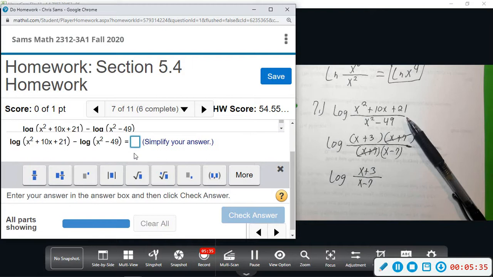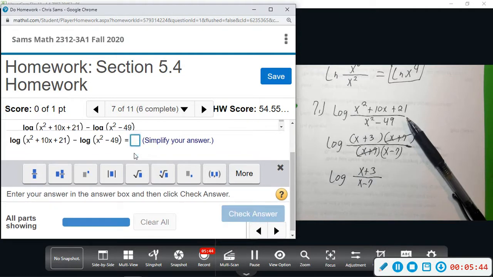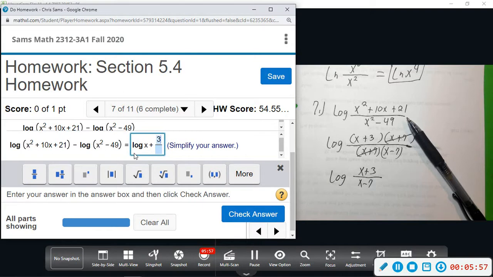No, it keeps doing that. Log of, say, x. No. How do I get this? I need all of it on the top. Let's just do this. x plus 3, and then x minus 7. Some technical difficulty with typing in the answer.